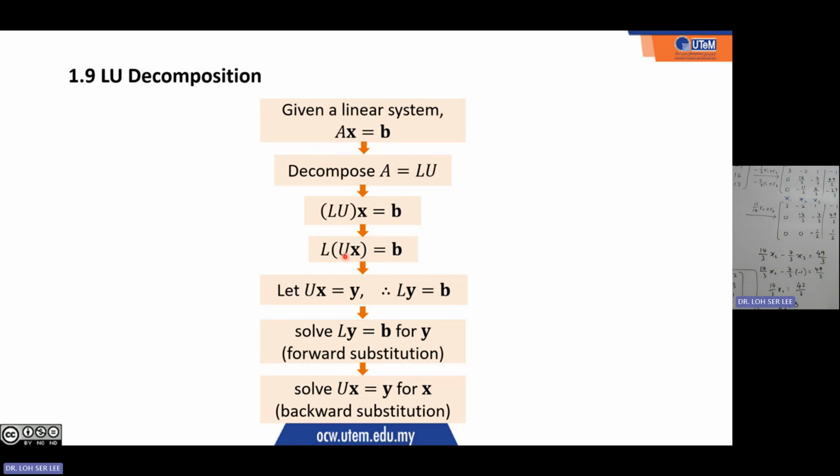Okay. We let Ux be y, so Ly equals b. So we have these two. Then we will solve Ly equals b for y. That means you have the matrix L and the vector b. We solve for y, that means y1, y2, y3, by forward substitution. Once you get your y, then we solve for x, because you have the matrix U and the values of y, so you can solve for x. So this is LU decomposition.